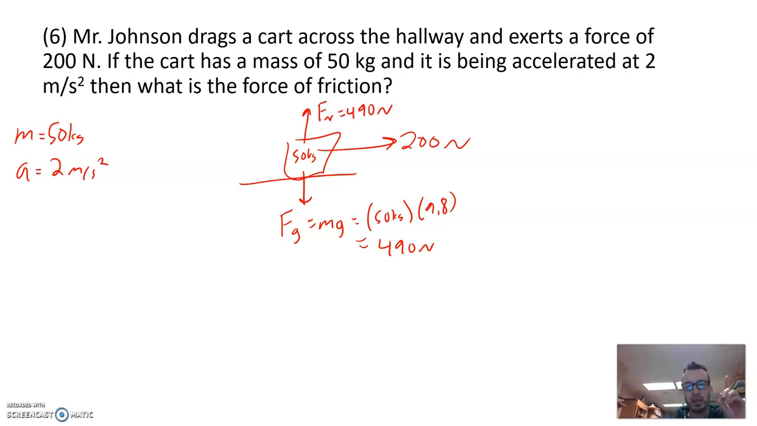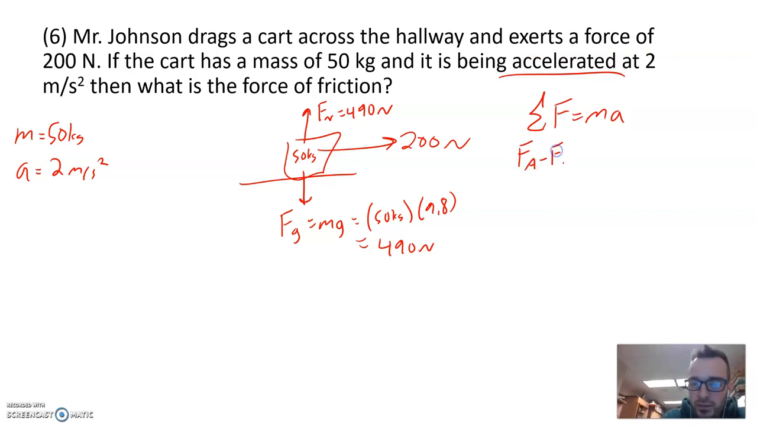We are accelerating, so the forces are not balanced. And so what happens here is we have sigma F equals ma. Anytime you see the word acceleration, you're thinking sigma F equals ma. Why? Because there's an A in there. If we look at that, the sum of the forces comes from my applied force minus the force of friction equals ma. We don't know what the force of friction is yet, but we do know there is some, and we can find out the number by using sigma F equals ma.